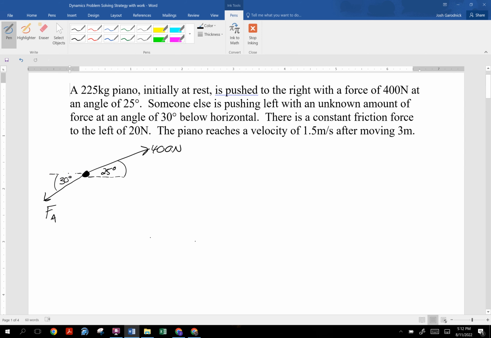There's also a frictional force. It says that the object starts from rest and it's pushed to the right. We can assume that it's going to the right. Otherwise, I would have given it a negative velocity, which means that our friction force is to the left, not drawn to scale with the 400 newtons. I'm drawing this as 20 newtons. Technically, these arrows should be drawn to scale, but for this video, I'm not being too technical.